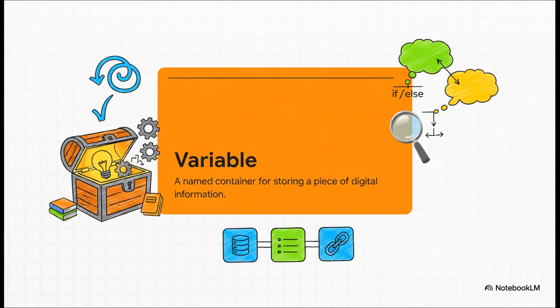Okay, so check this out. In the world of programming, we store information in something called a variable. And honestly, the best way to think about this is like a spice jar in your kitchen, right? You've got jars labeled salt, pepper, or oregano. Each jar has a name, a label, and it holds something specific inside. A variable is exactly that. It's just a labeled container in our code that holds a piece of information for us.